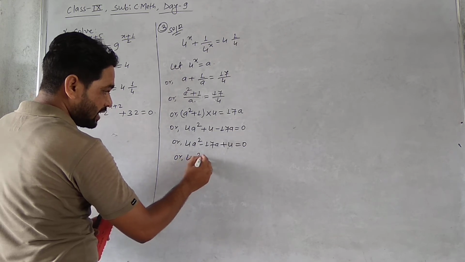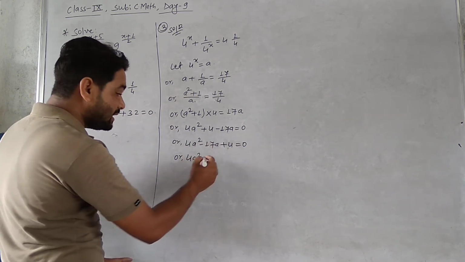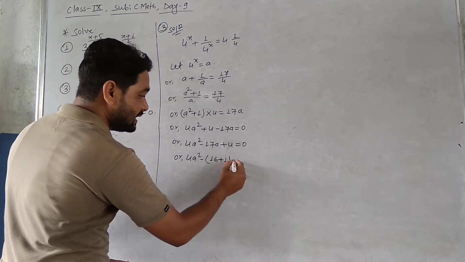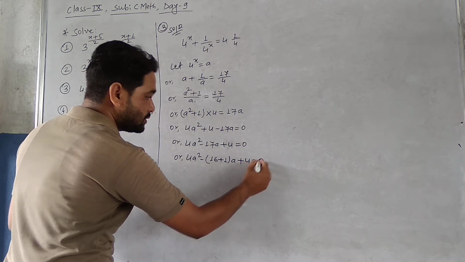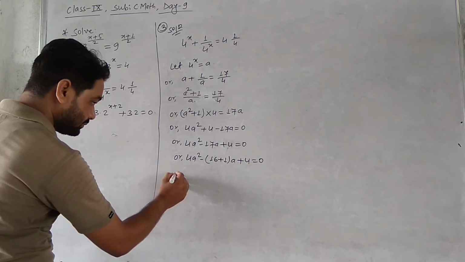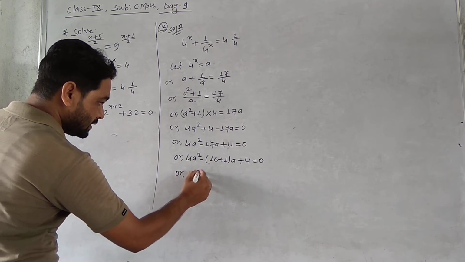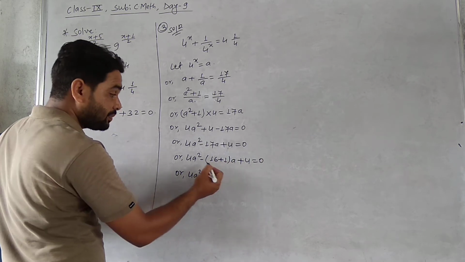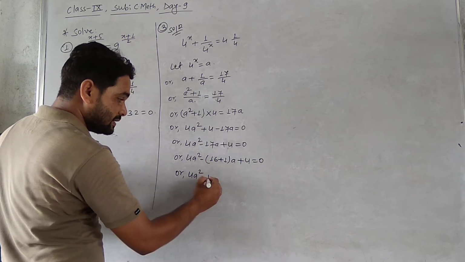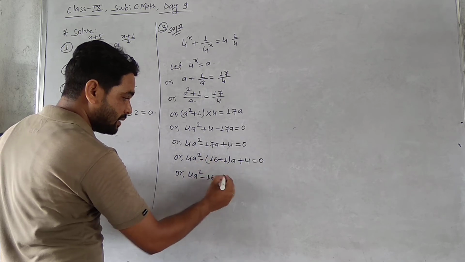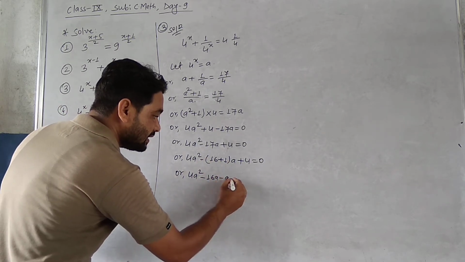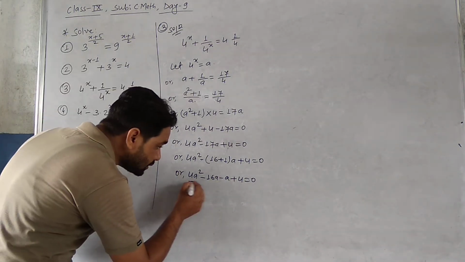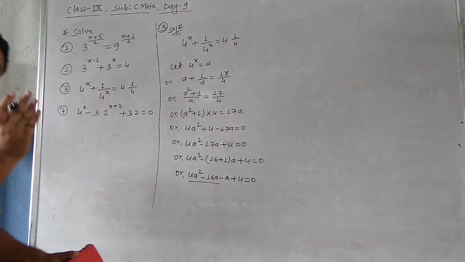So 4a square minus 17a plus 4 equals 0 can be written as 4a square minus 16a minus a plus 4 equals 0. Now this a is multiplied with 16 also and with 1 also, and minus sign is here. Minus 16a, minus a into 1 we get minus a, plus 4 equals to 0. Now out of these two we have to take out certain terms common.